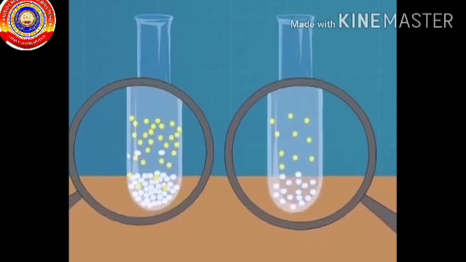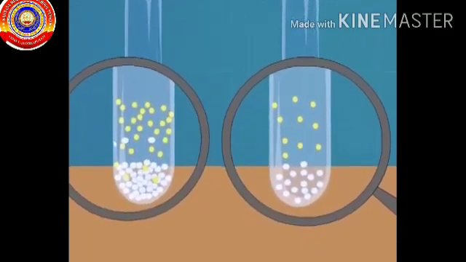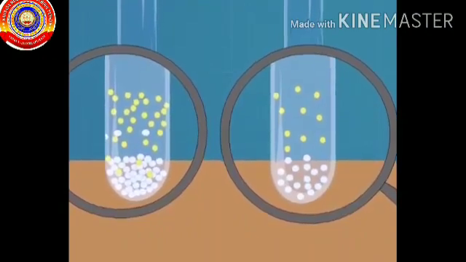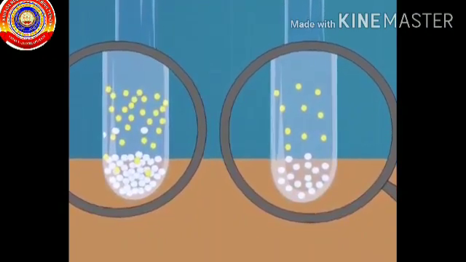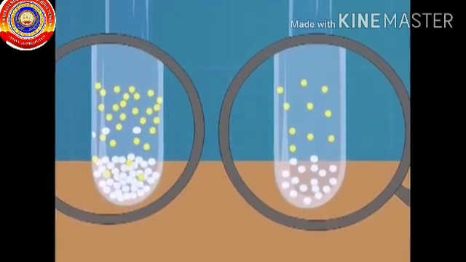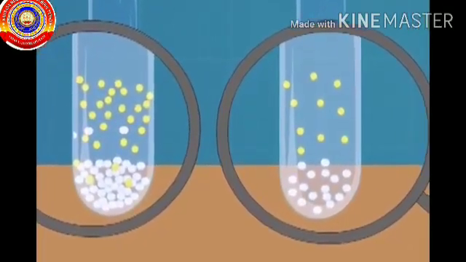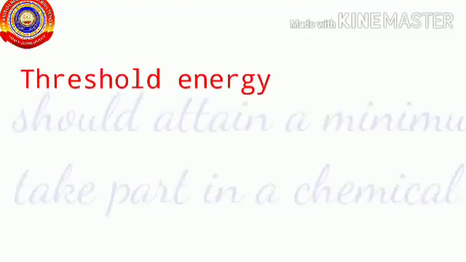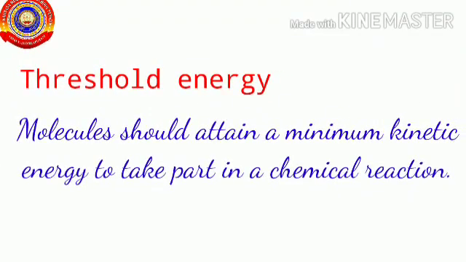Let us know how this factor influences the reaction. To take part in a chemical reaction, molecules should attain a certain minimum kinetic energy. This energy is called threshold energy. Let me tell you once again. To take part in a chemical reaction, the molecules should attain a certain minimum kinetic energy. This energy is called threshold energy.